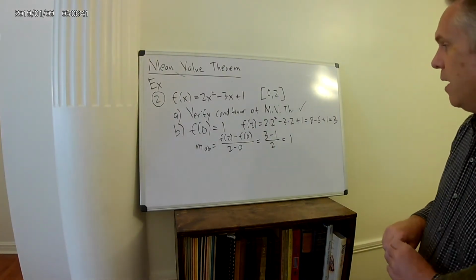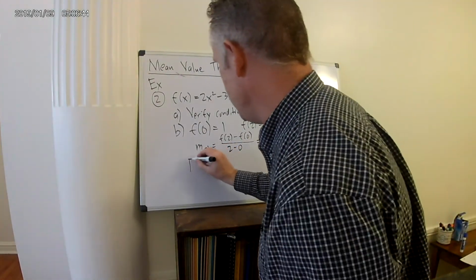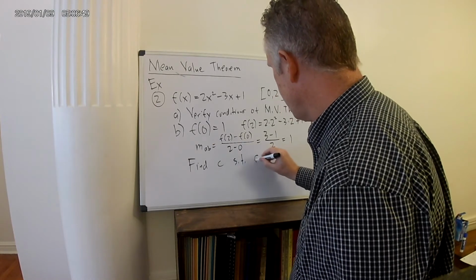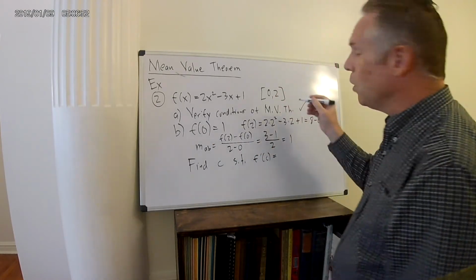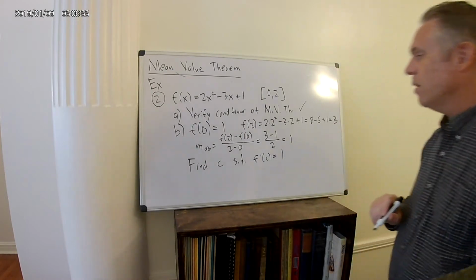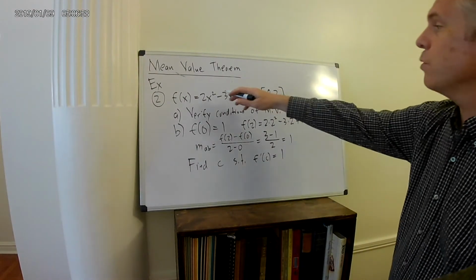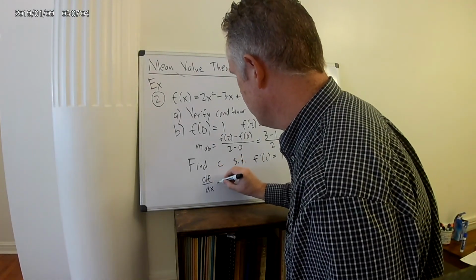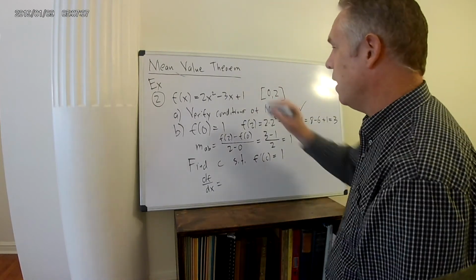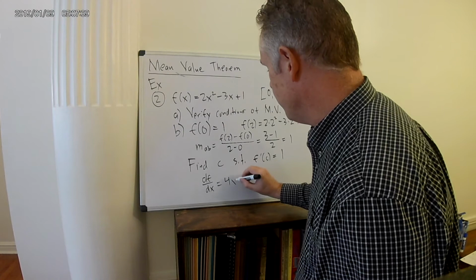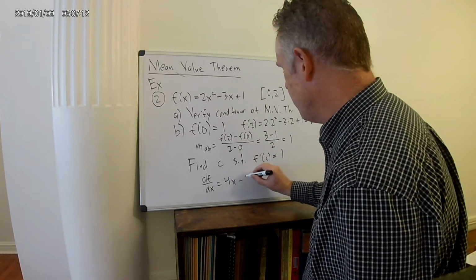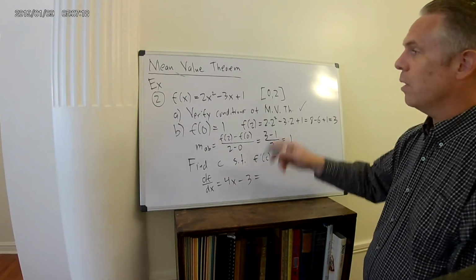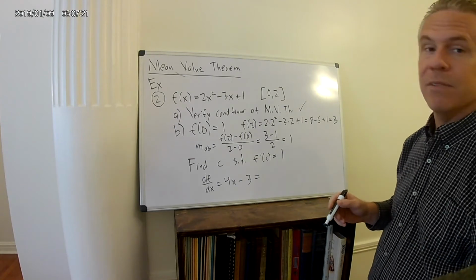Okay, and now what we want to do is find the value of C such that f prime of C equals the slope of the secant line, which is 1. So let's find those points. What we do here is we take the derivative of this function again. Taking the derivative of this polynomial gives 4x minus 3. But now we want to find the points such that the slope of our function equals 1, equals the slope of the secant line.